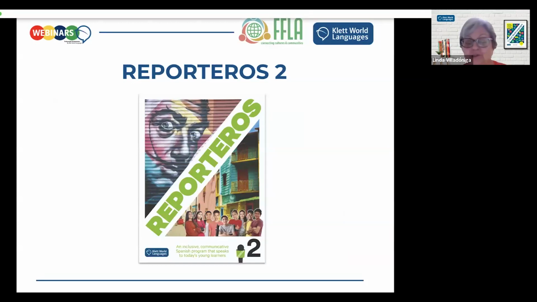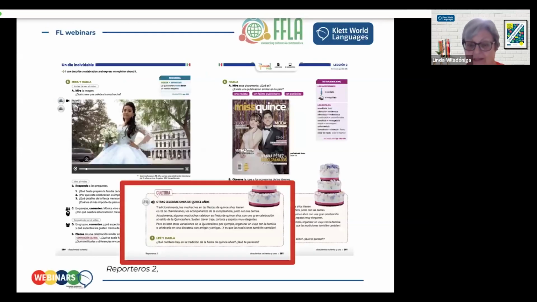In Reporteros 2, culture is covered as well. And we talk about the quinceañera. So that's a big celebration, as we all know. It's not in every Hispanic country. Spain doesn't celebrate quinceañera, for example. But where it is, it's a very, very big celebration.